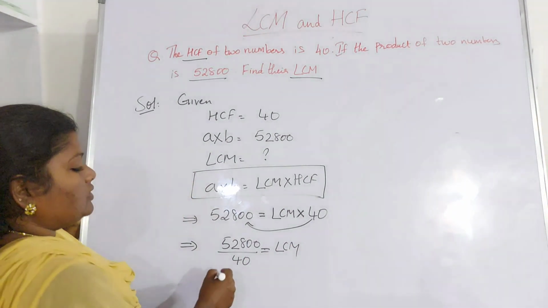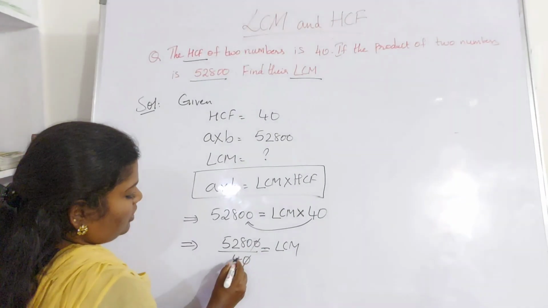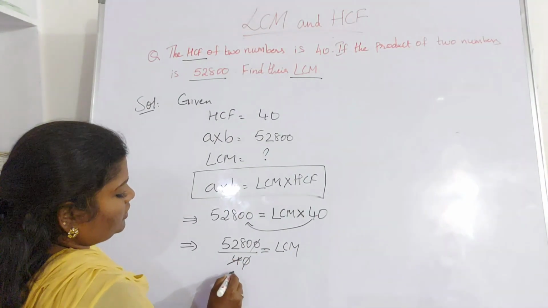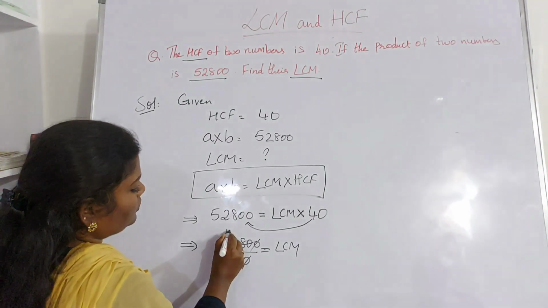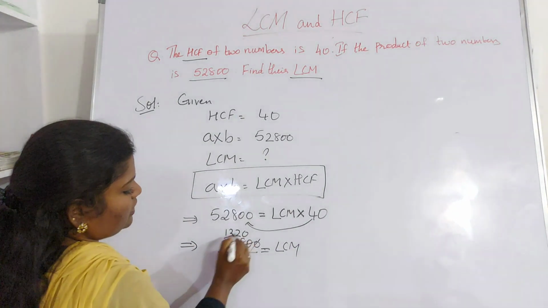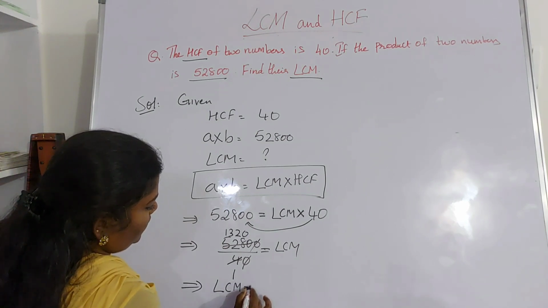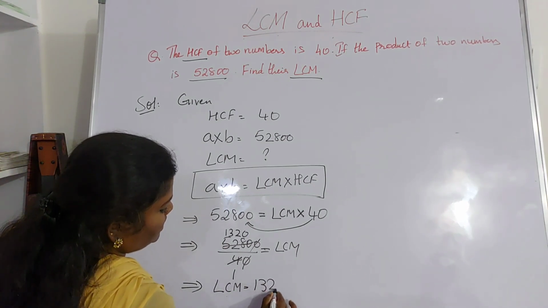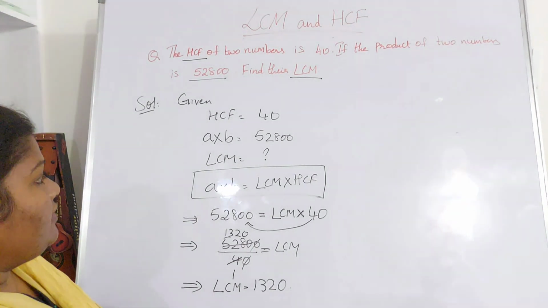So let's simplify it. 0 cancels. Now 4 ones is 4, 4 threes is 12, 4 twos is 8, and 0 as it is. So the LCM is 1320. Yes, so let me explain once again.